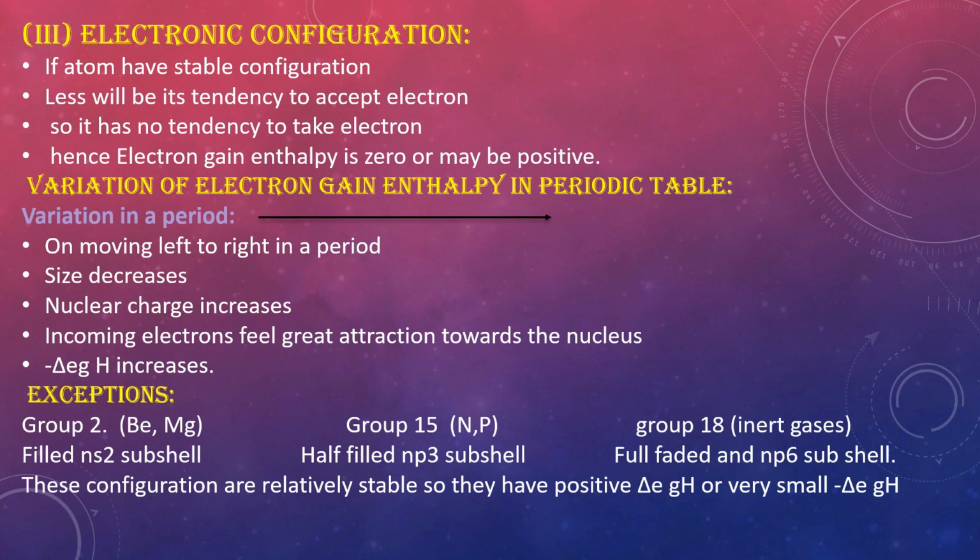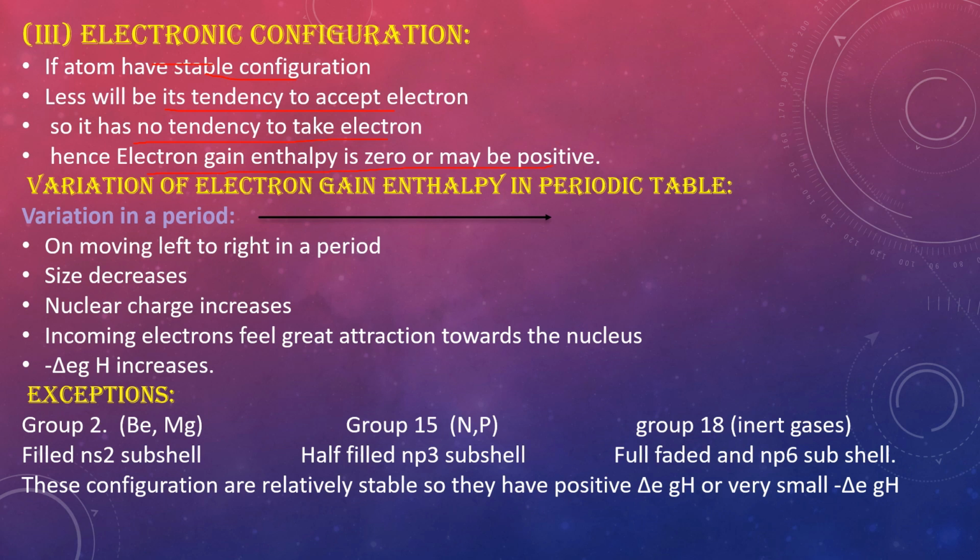Now the third factor is electronic configuration. If the atom has a stable configuration, meaning half filled or fully filled, it has less tendency to accept an electron. So it has no tendency to take an electron. That means electron gain enthalpy is 0 or maybe positive.